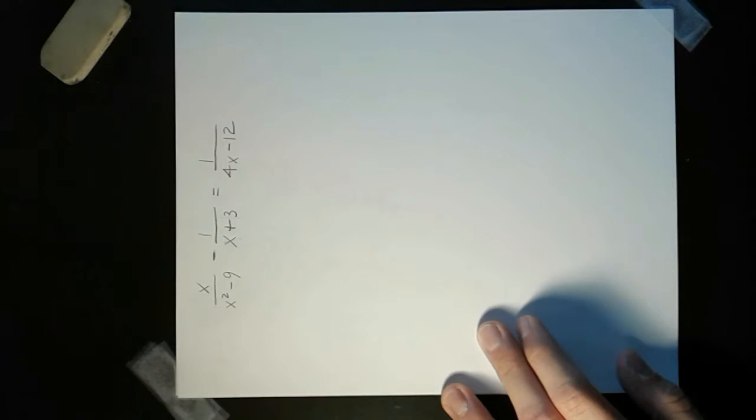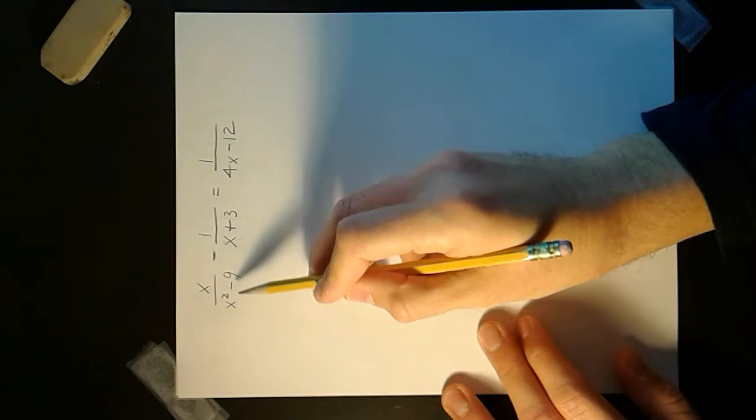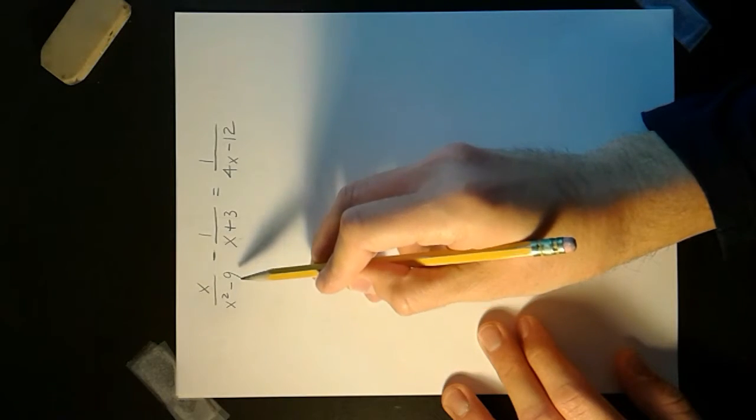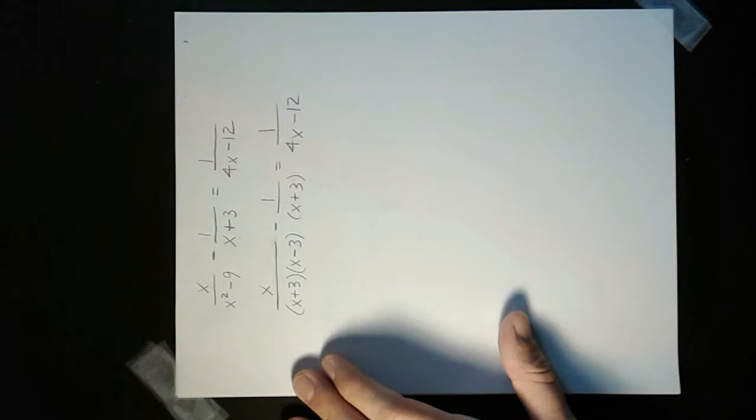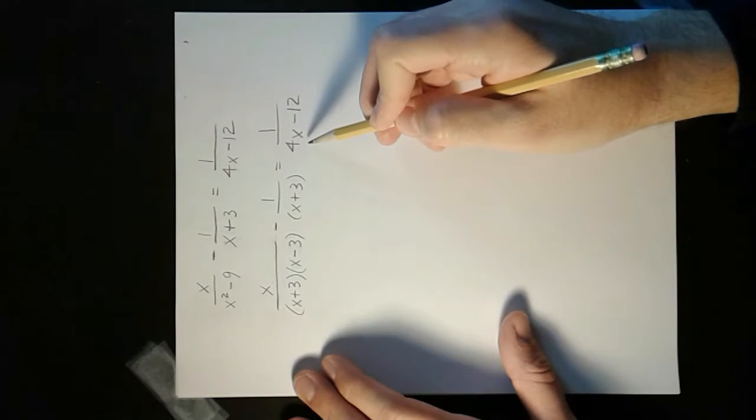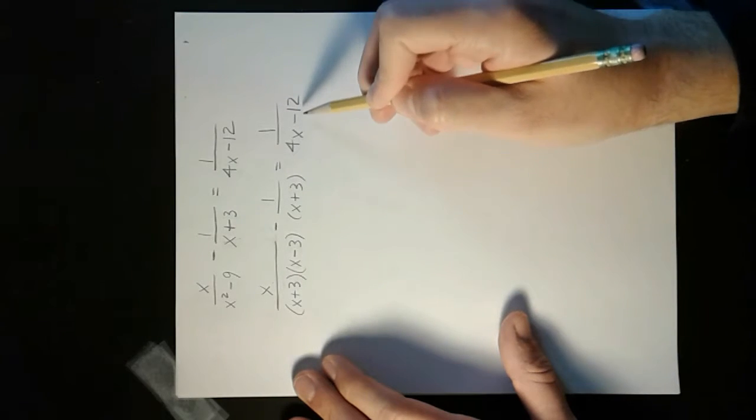Now for problem number 18. The first thing we're going to do is simply factor this polynomial. Next, we're going to factor out a 4 from this polynomial.